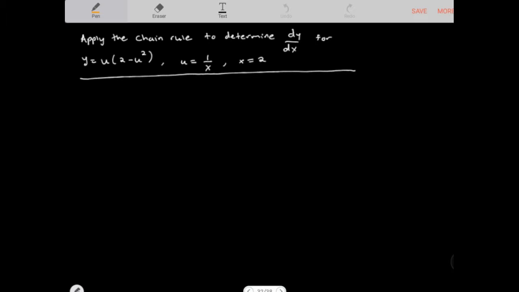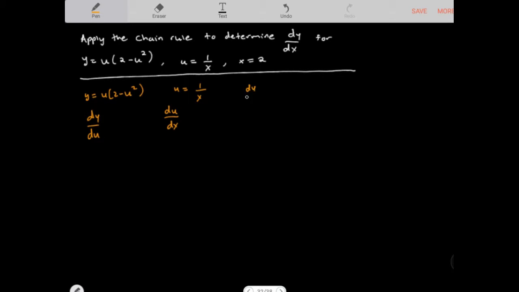So in this sense, if we want to find dy over dx, we understand that if y is equal to u times 2 minus u squared, if we find this derivative with respect to u, we can call this dy over du. u is equal to 1 over x. If we find this derivative with respect to x, we can call this du over dx. Okay? But you want to figure out dy over dx.